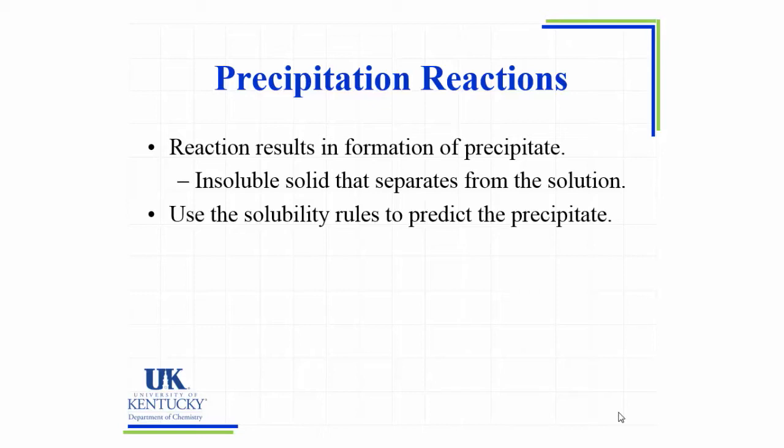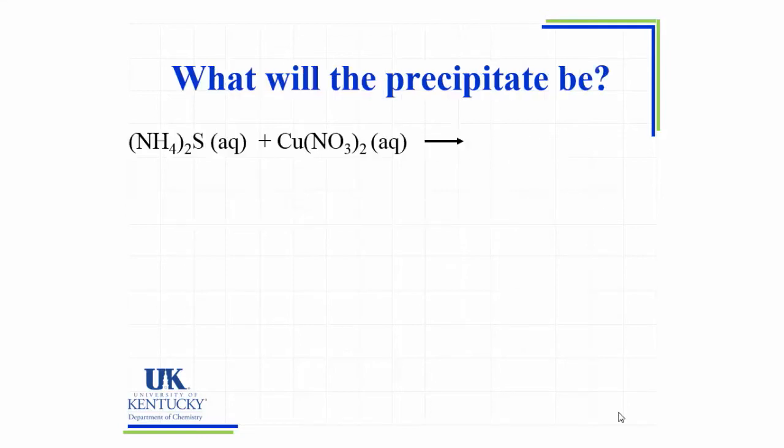Frequently, when you hear meteorologists on the news, they talk about precipitation. They talk about water or snow coming out of the sky. Well, what we're looking at here is solid coming out of solution. And we're going to use our solubility rules that we've covered to determine the precipitate or the potential precipitates in our reaction. Let's look at an example.